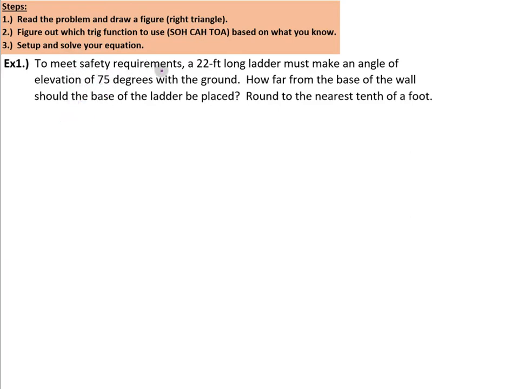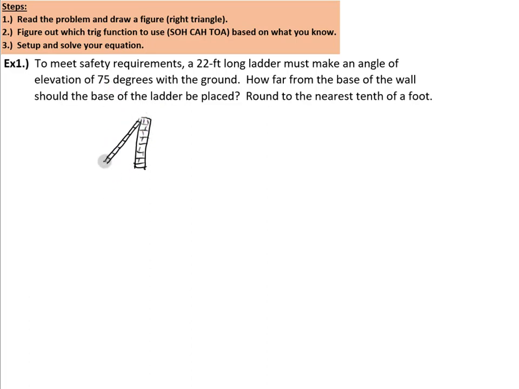To meet safety requirements, a 22-foot long ladder must make an angle of elevation of 75 degrees with the ground. Okay, so we've got some things already. It's talking about a ladder must make an angle with the ground. In this particular problem, probably could have been a little clearer, but we're going to have our ladder here, I think, leaning up against the building or a wall. So say here's my ladder, right? And here is my wall. Right, maybe it's a brick wall or something, so we got some alternating kind of bricks here.